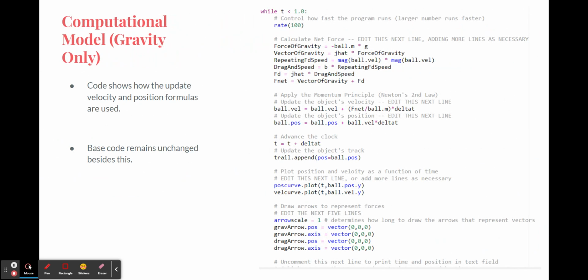So the first computational model that I decided to create was just using gravity. With the formulas I mentioned before on the purpose slide, I used the updated velocity formula, as you see here, and the updated position formula. In addition to that, I calculated the net force using this long algorithm, but essentially, the net force in the situation calculates both components or vectors, in this case, only gravity.